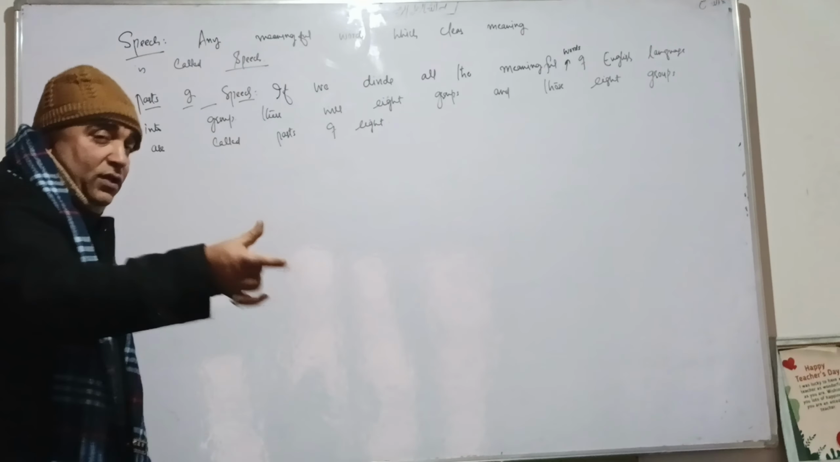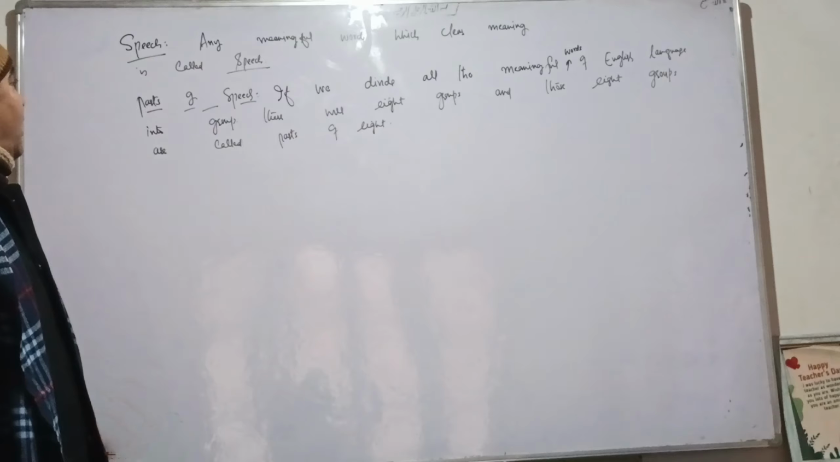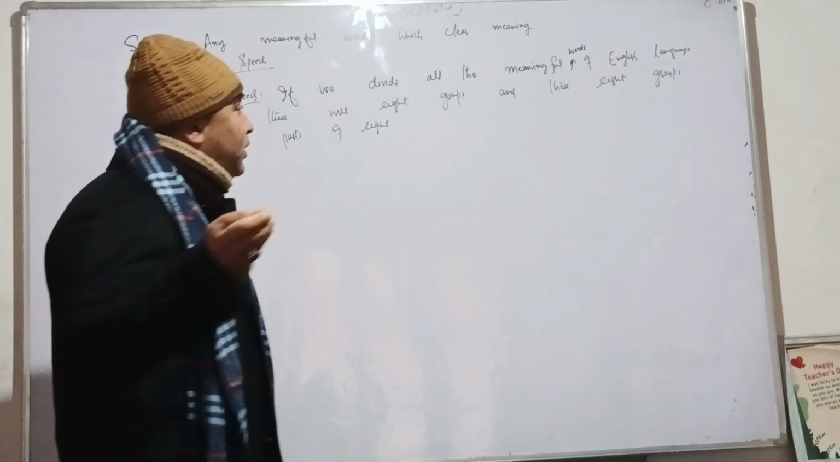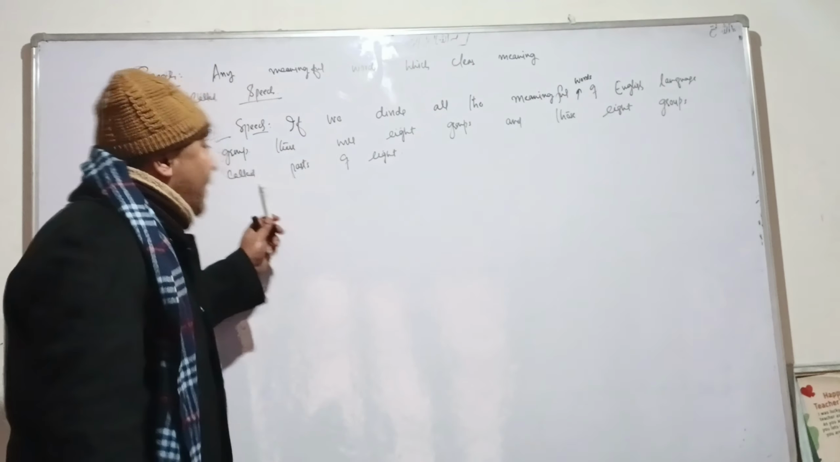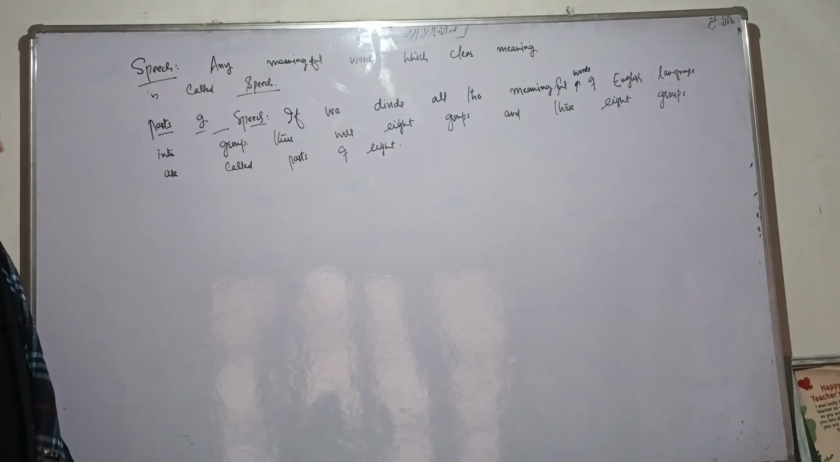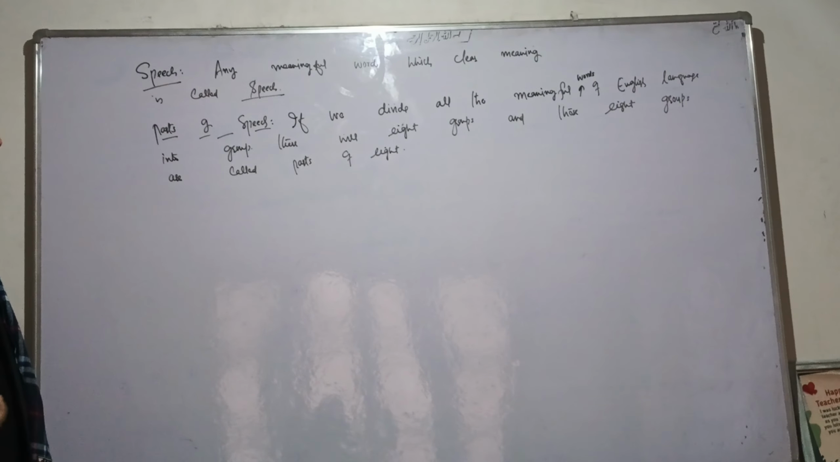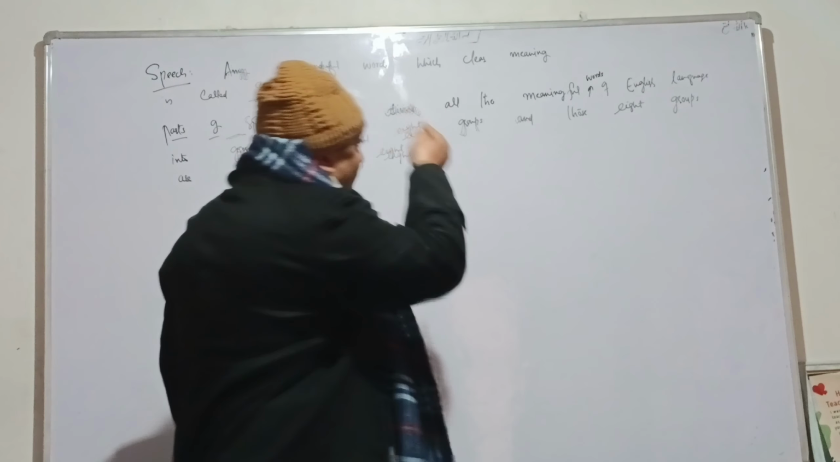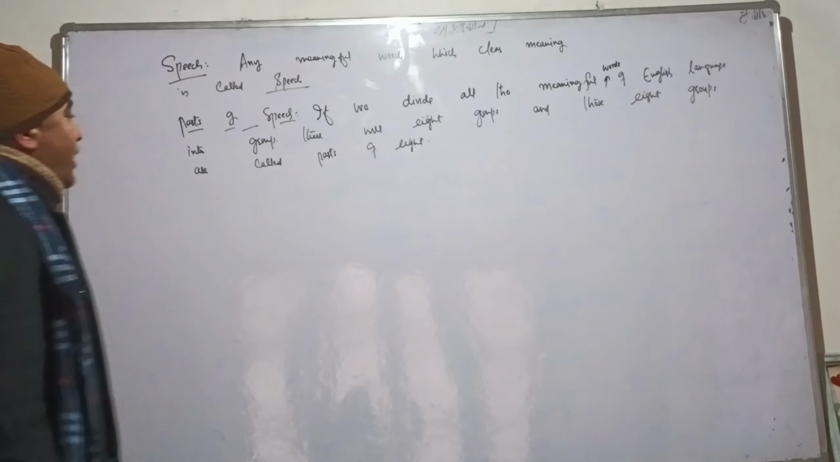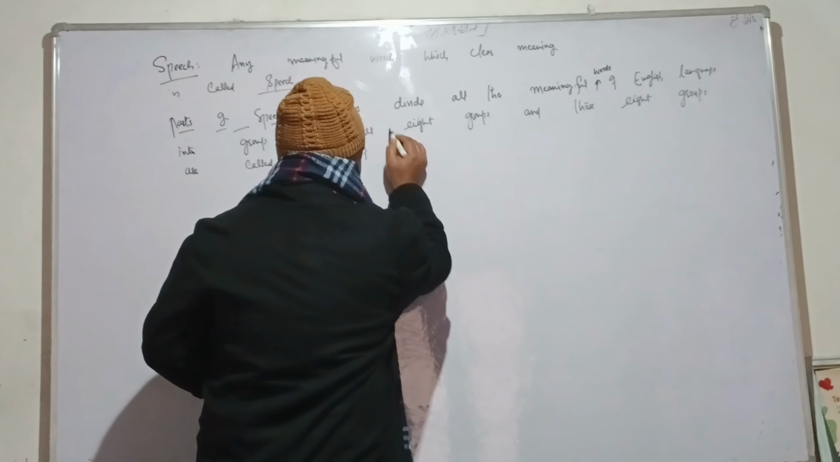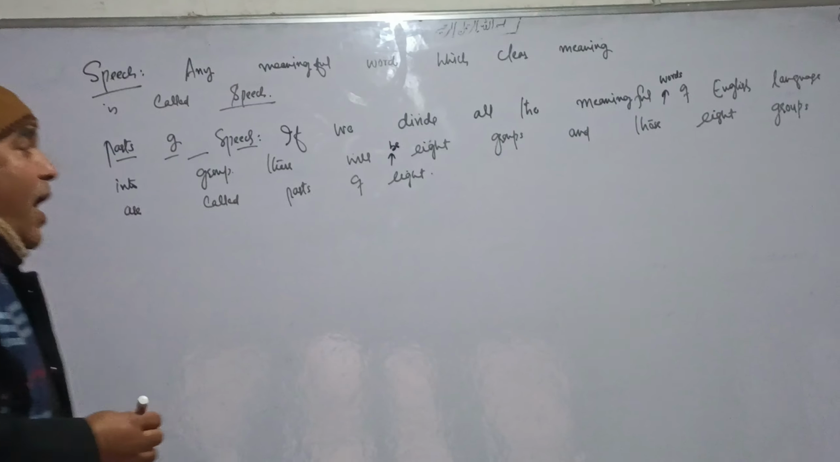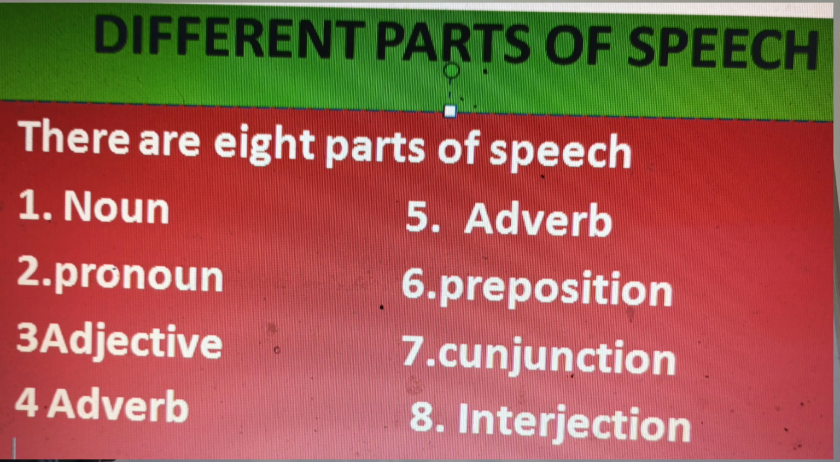I must once again tell you what do you mean by speech. Any meaningful word which we utter through our mouth is known as speech, and there are 8 parts of speech. What do you mean by the parts of speech? If we divide all the meaningful words of English language into groups, there will be 8 groups, total 8 groups, and those 8 groups are called the parts of speech, and there are 8 parts of speech.